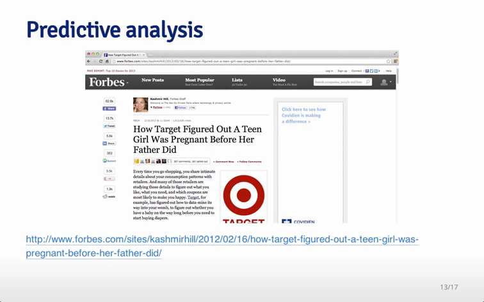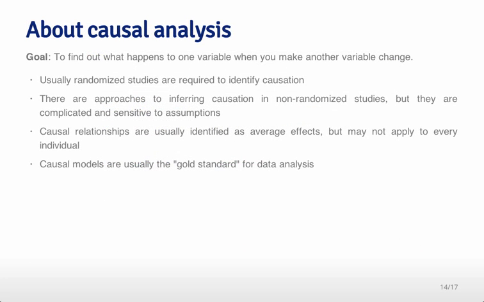Here's another example. This is another sort of bad example if you were the teen in question. Target figured out that a teen girl was pregnant before her father did by looking at the purchases that she'd made, and then sent her a flyer saying that she was pregnant. Of course, the father of the girl was a little bit upset because he didn't know that she was pregnant. But it was an example of how you can use data to predict characteristics of people, including metadata.